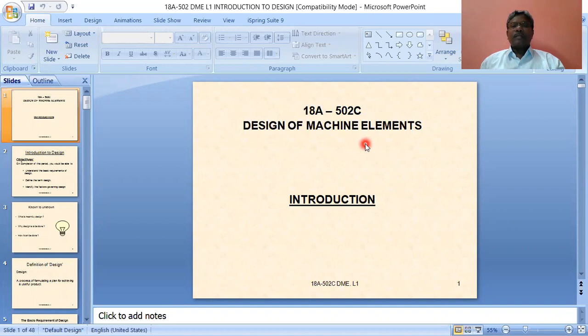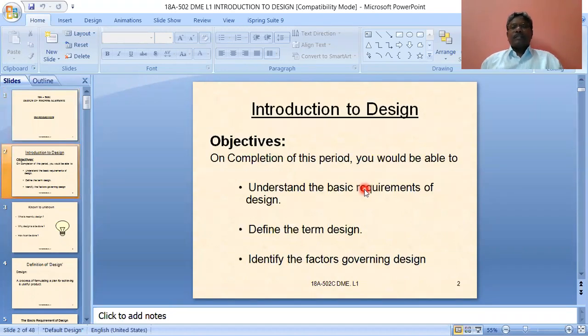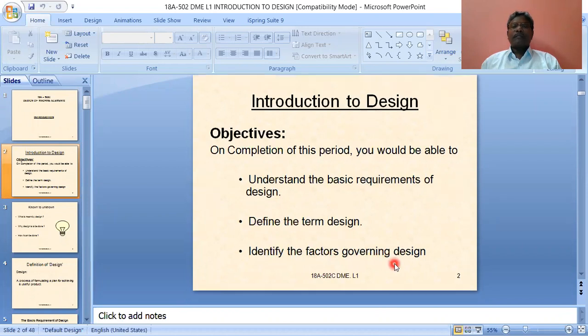Dealing with the subject design of machine elements. In this subject, introduction. In this introduction, the main objectives are understanding the basic requirements of design and definition of the design. This means define the term design and identify the factors governing design.